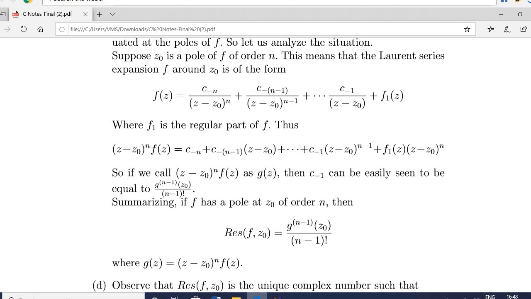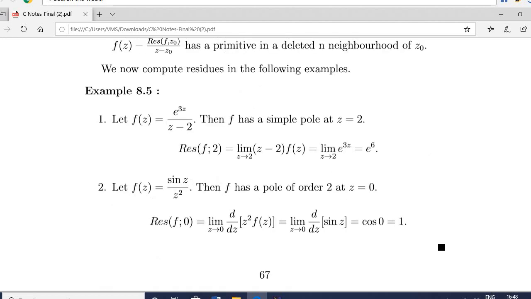Therefore this c_-1, which was the residue of f at z0, becomes the (n minus 1)th derivative at z0 upon (n minus 1) factorial. So this was the definition of residue, and then the method of computing the residue at point z0 when f has a pole of order n at z0. This was just a revision of what we did last time. On the basis of that we did some examples, and I am sure you must have already gone through other examples from Churchill's book.